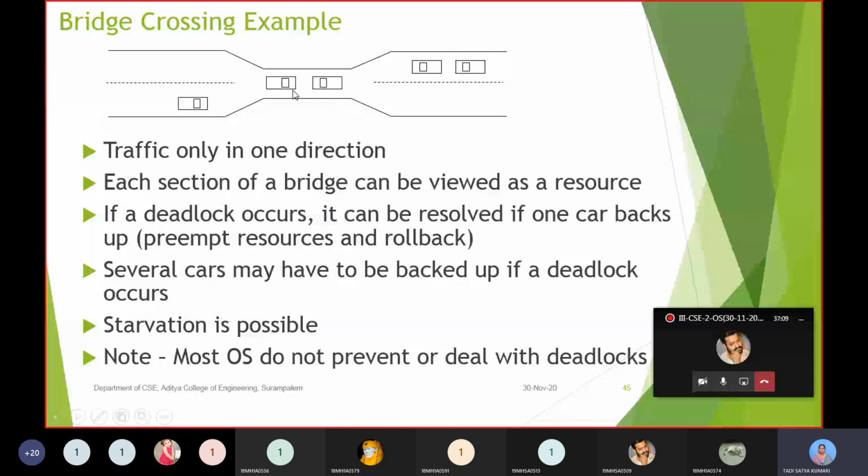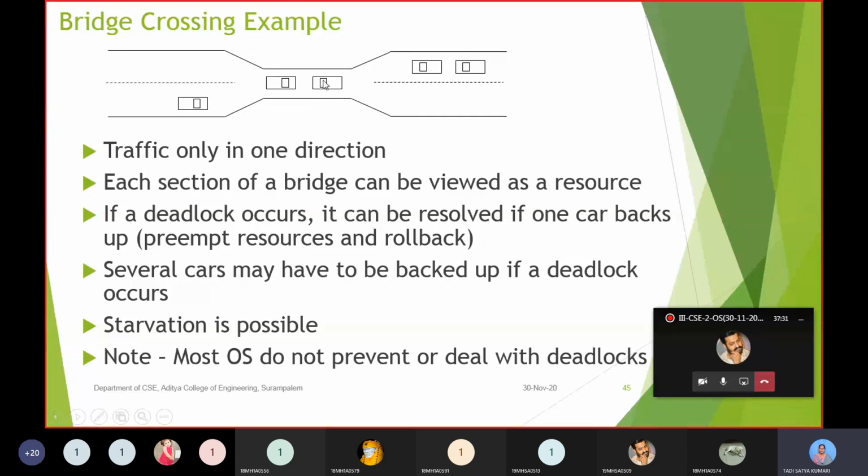Okay. So here in this condition a deadlock will occur, because the car on the right side cannot go forward to the left side, and the car on the left side cannot go to the right side, and both will collide because on the bridge we only allow traffic in one direction. Okay. So now a deadlock situation has occurred.